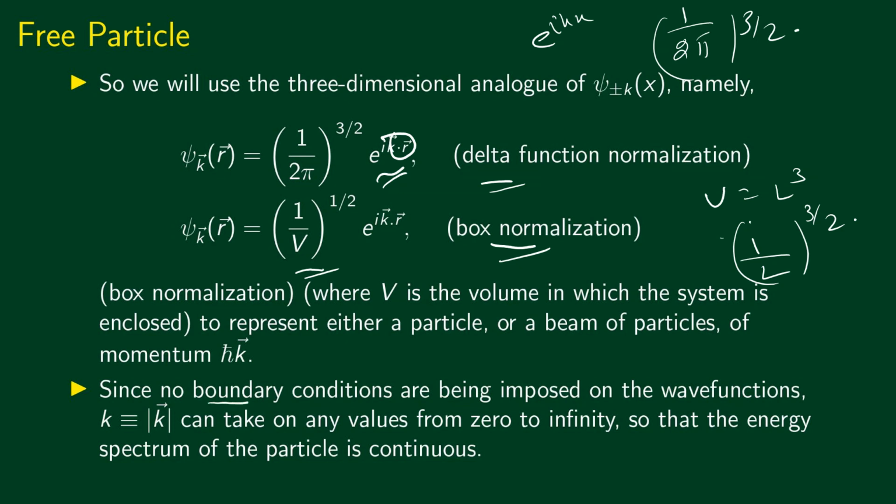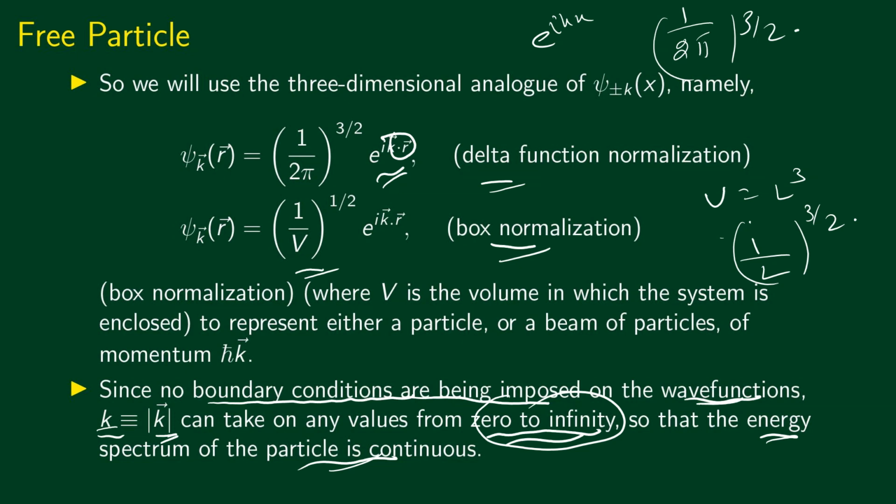Now, we see that since there are no boundary conditions being imposed on the free particle wave functions, k, which is the modulus of k vector, can take any values from 0 to infinity. In other words, the momentum can take any values between 0 and infinity, and the energy can take any value between 0 and infinity, which means that the energy spectrum is continuous. For a free particle, the energy spectrum is continuous.